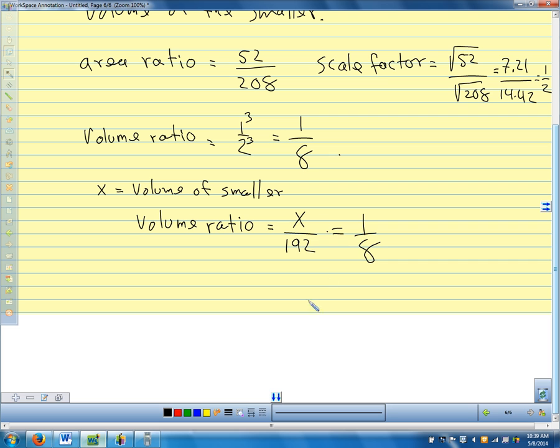Cross multiply here, so I'm going to multiply by 192. So x equals 192 times 1/8, which is the same as dividing 192 by 8. So x equals 24 cubic feet.